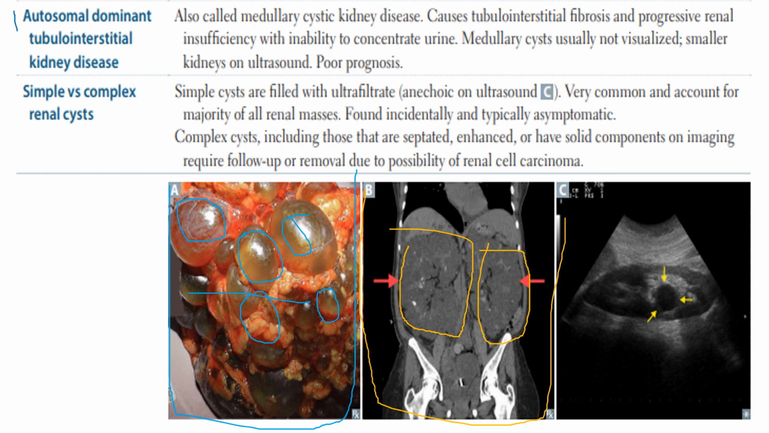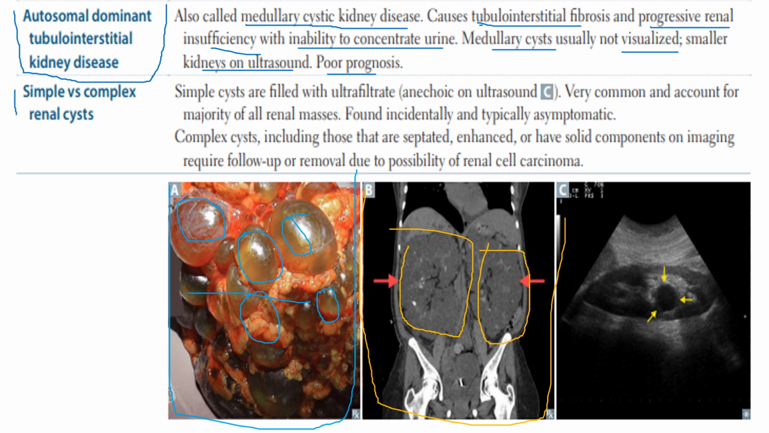Now we'll see autosomal dominant tubulointerstitial kidney disease. It is also known as medullary cystic kidney disease, which causes tubulointerstitial fibrosis and progressive renal insufficiency with inability to concentrate urine. Medullary cysts are usually not visualized, with smaller kidneys on ultrasound. It has a poor prognosis.